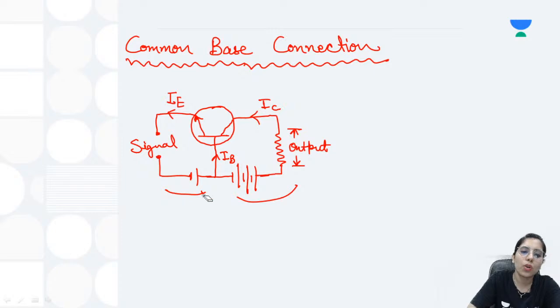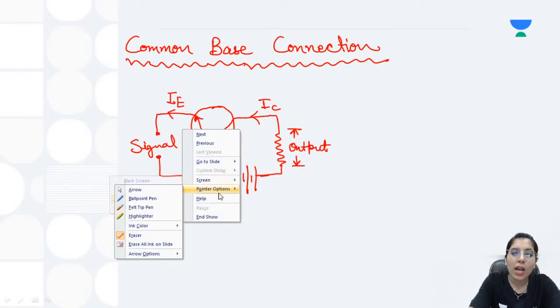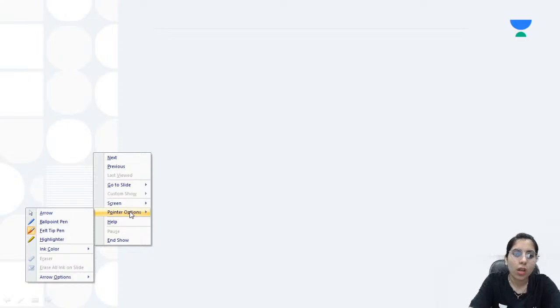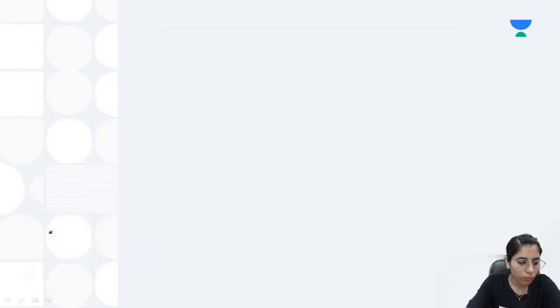Once you are getting to know about it, what do you have to do next? The next thing is you have to work on finding the current amplification factor. I have to consider the circuit once again, just a second. Or if you have already made it, you can just consider that on your own.